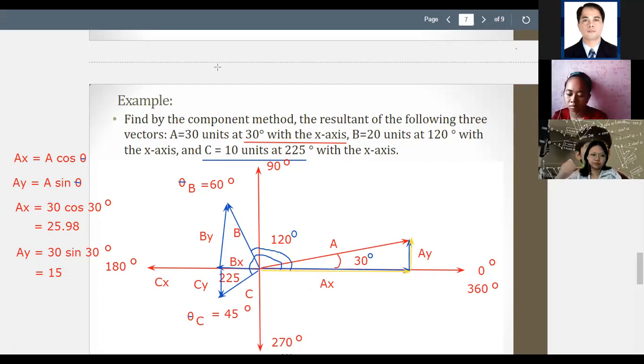We still have to find BX. To find BX, that's 20 units times the cosine of 120 degrees. We could use the reference angle, but I think we can directly find the answer by using the actual angle, 120. So that's BX.